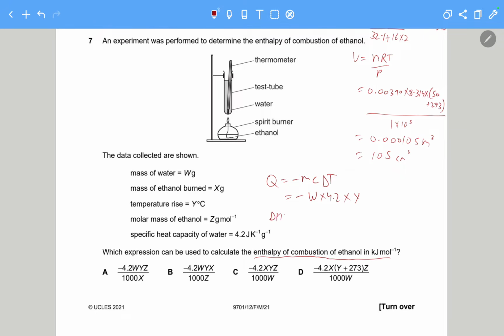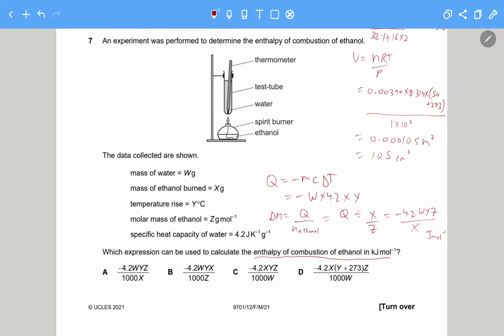So delta H will be equal to Q, which is the energy transferred, over the number of moles of ethanol. And we know that the number of moles of ethanol is the mass of ethanol divided by the molar mass of ethanol. So this will be equal to Q divided by X over Z. X is the mass of ethanol burned, Z is the molar mass of ethanol, and this is equal to minus 4.2 W YZ over X joule per mole.